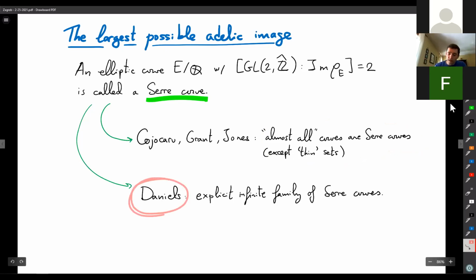Harris, that I just mentioned, Harris Daniels, who was my student at UConn, was the first one to write an explicit family of Serre curves.